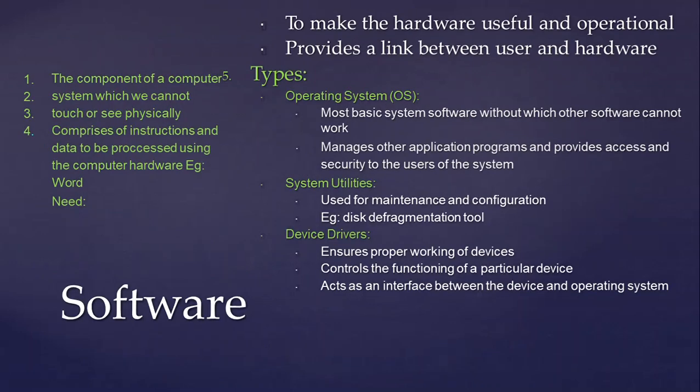The components of a computer system, which we cannot touch or see physically, comprise instructions and data to be processed using the computer hardware. This is called software. It provides a link between the user and the hardware. The types include the operating system, system utilities, and device driver.